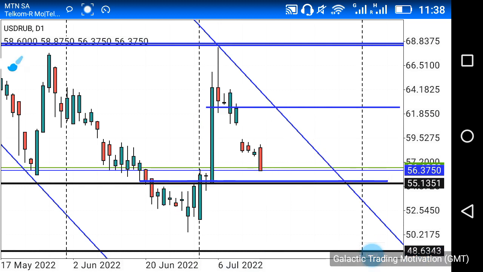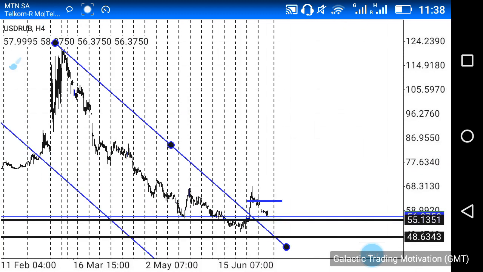So remember, at the end of the day, the USD RUB chart is very much all over the show. It's very mixed. Anything can happen, so we just need to make sure that we are ready for whatever moves come along. So from here, I'm just going to head down to the H4 chart. Just bear with me. Let's see.